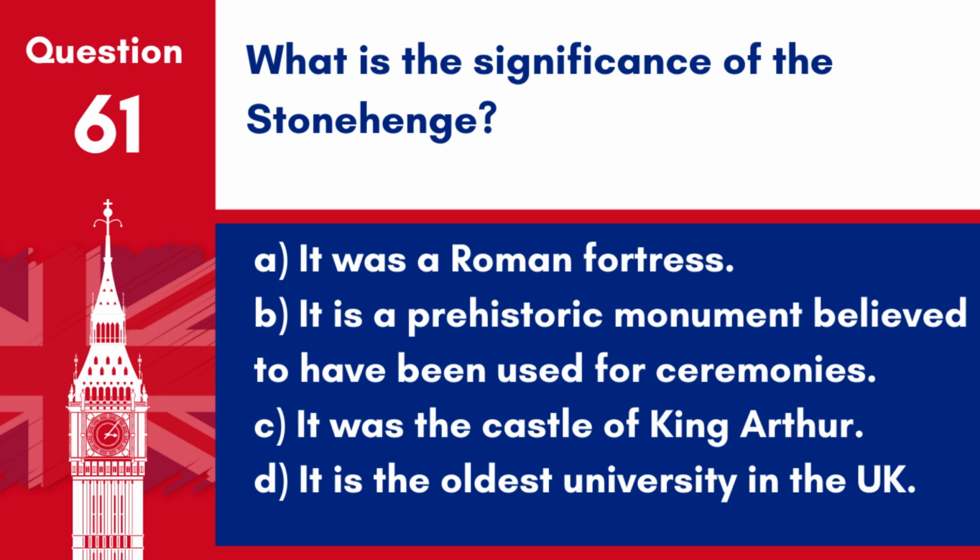Question 61. What is the significance of the Stonehenge? A. It was a Roman fortress. B. It is a prehistoric monument believed to have been used for ceremonies. C. It was the castle of King Arthur. D. It is the oldest university in the UK. Answer B. It is a prehistoric monument believed to have been used for ceremonies. Stonehenge is one of the most famous prehistoric monuments in the world, believed to have been used for various ceremonial and religious purposes.